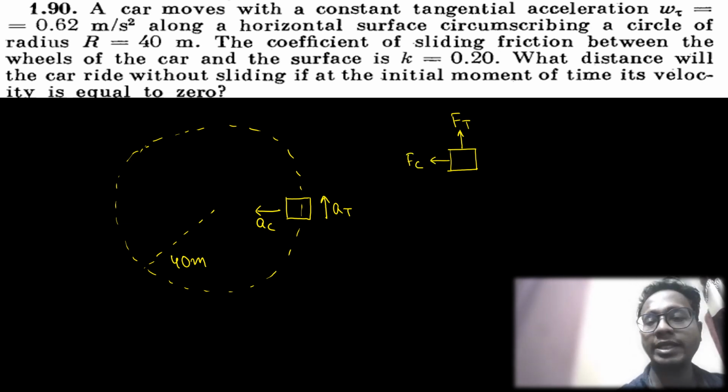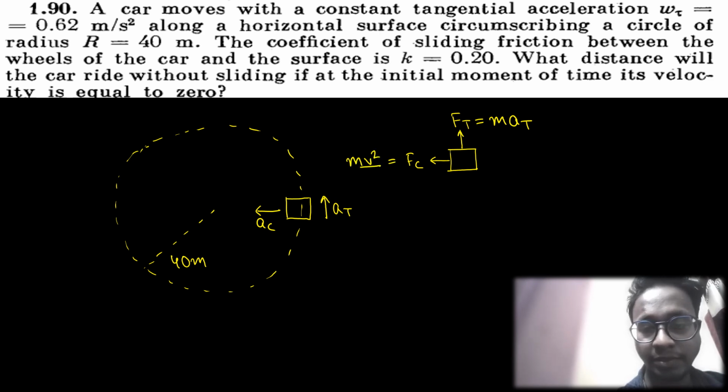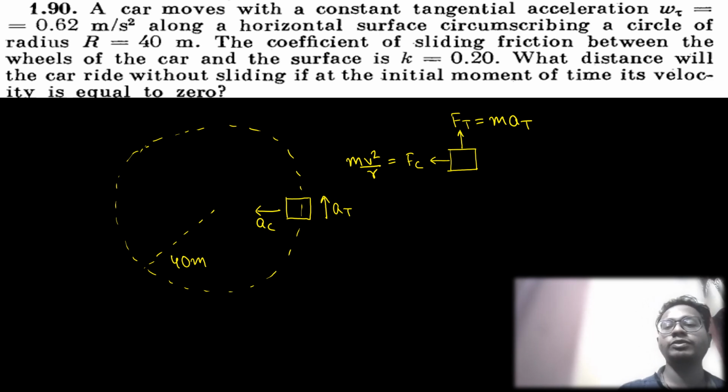Okay. But tangential force is equal to mass into tangential acceleration, whereas centripetal force is equal to mass into centripetal acceleration. The centripetal acceleration is equal to v square by r. Okay. Now the question is asking, starting from zero velocity, what is the distance traveled by this car before this car slides off the circular track? That means before this car slides off this circular track.